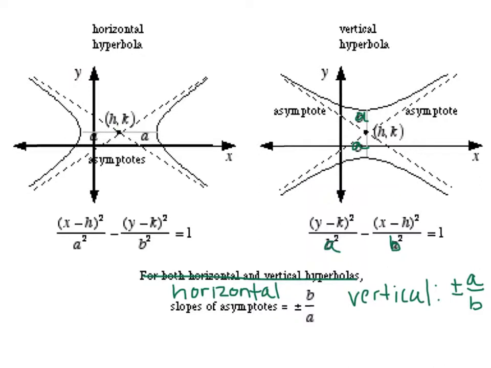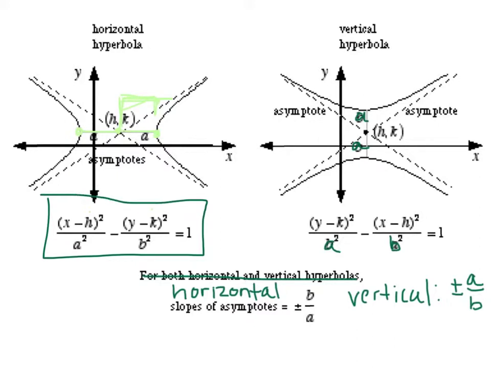Okay, so here we have another set of diagrams. This time we have one that's horizontal, it opens left and right, and we have one that's vertical, it opens up and down. So on our horizontal hyperbola, we have our center (h, k), and that shows up here and here. And then we have our a, which is the distance to your vertex, and it's left and right. And then you've got b, which is going to be the rise of slope in your asymptote. Rise b, run a.